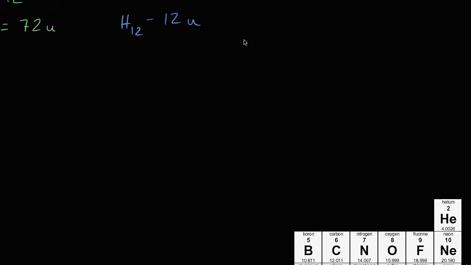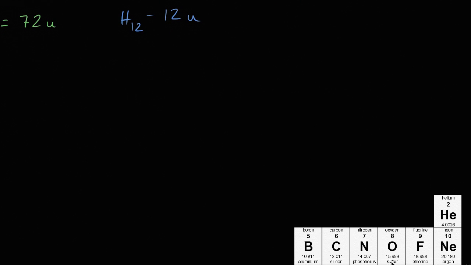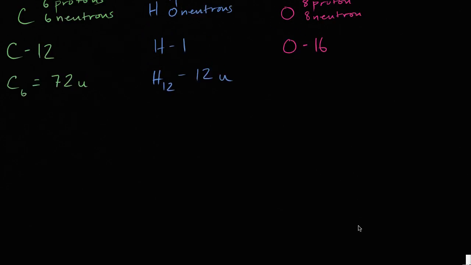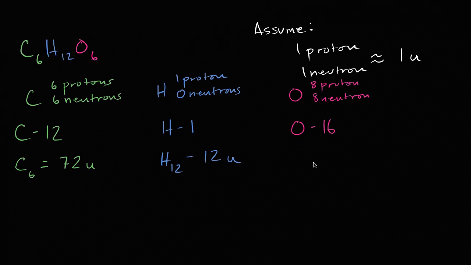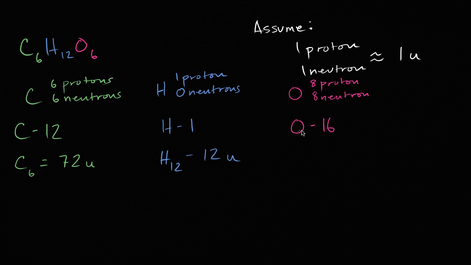If you look at a periodic table, the atomic weight is 15.999, and we could be more precise and do that. But this is at least a rough way of getting a rough estimate, and it's really not that rough. Oxygen's atomic mass, we could say, is 16, and so 6 oxygens are going to be 16 times 6, which is 96 atomic mass units.